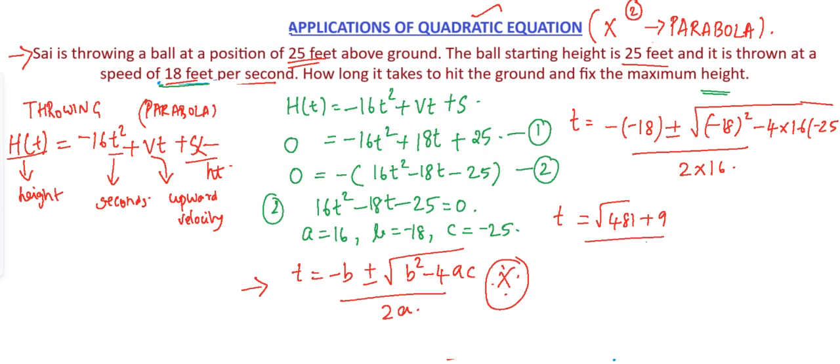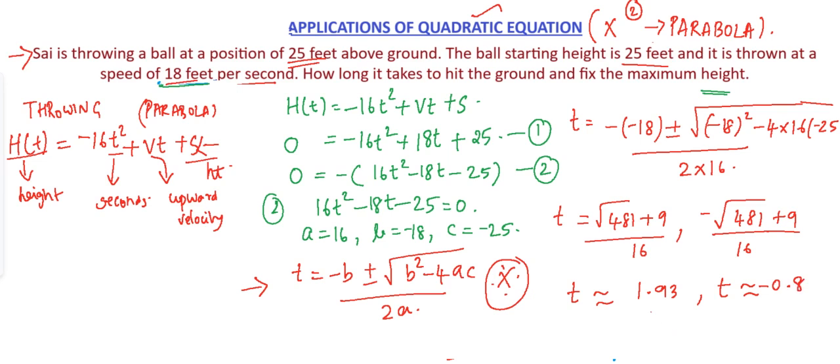18 plus square root of 1,681 divided by 32, and the other value of t will be 18 minus square root of 1,681 divided by 32. So you get two values here, approximately. One value is 1.9 and the other value of t is approximately minus 0.8. We know that time cannot be negative, so we are fixing the value of t as 1.93 seconds.